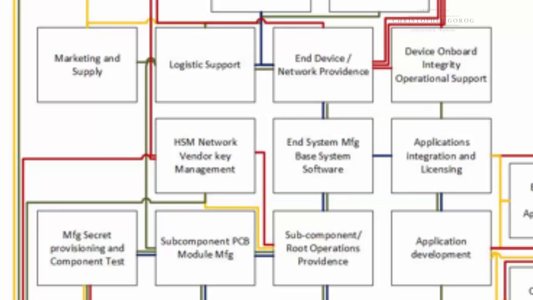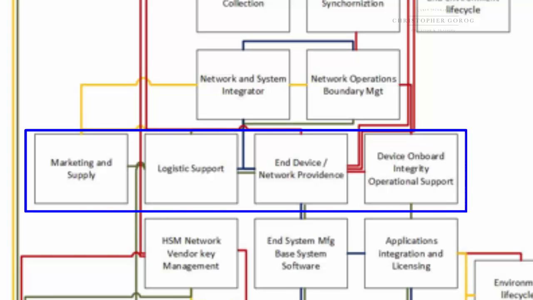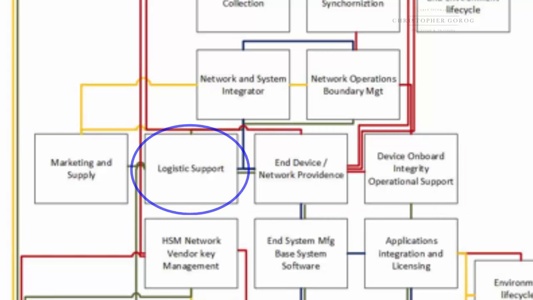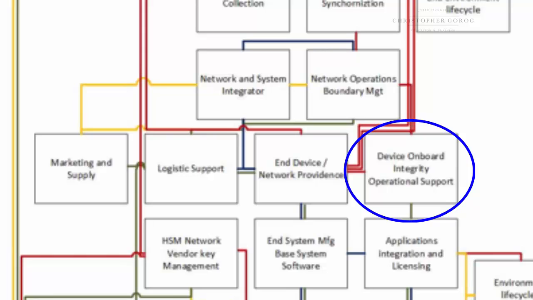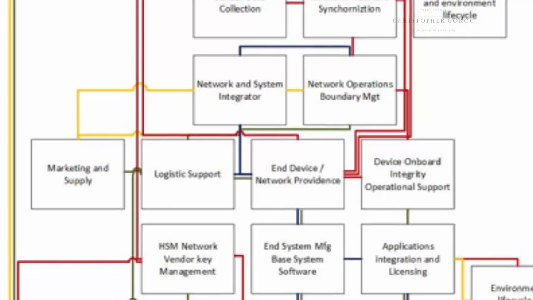And this is the level where the vendor secrets, the vendor certificates, and vendor management of keys are relevant and start to come into play. Move up to the next level and we see logistic support and end device network provenance. So we're starting to bring products in from all these different manufacturers into the end device. And that's where device onboard integrity starts to all come together. As well, you see the marketing and supply chain off to the left, more people-oriented interfaces.